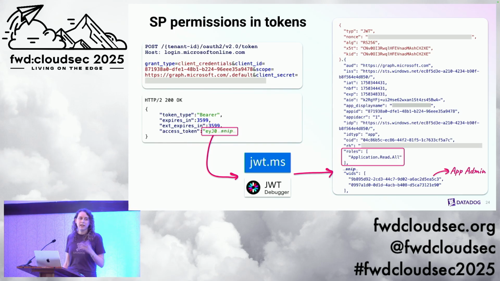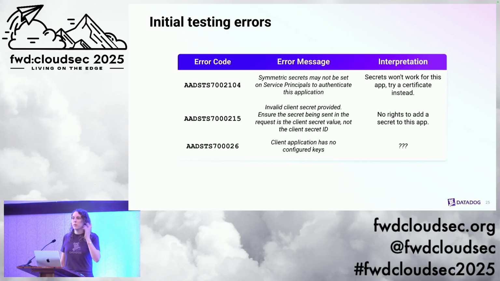So you can see here we have the app admin, just a good reminder that you can sometimes see a little bit more than you expect to in those GUIDs. I got a lot of errors back from this. The primary one that I saw was that secrets wouldn't work for this application, and you should try a certificate instead. These other ones basically just indicated that I didn't have permissions, or the app was something I might not be able to add credentials to. Maybe it was legacy, something like that.